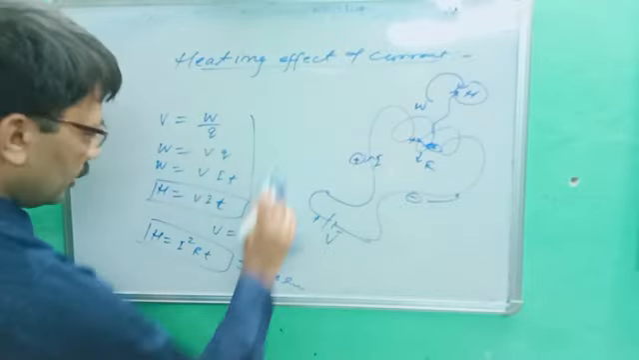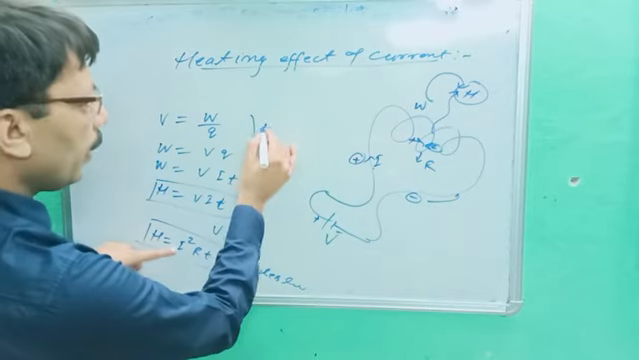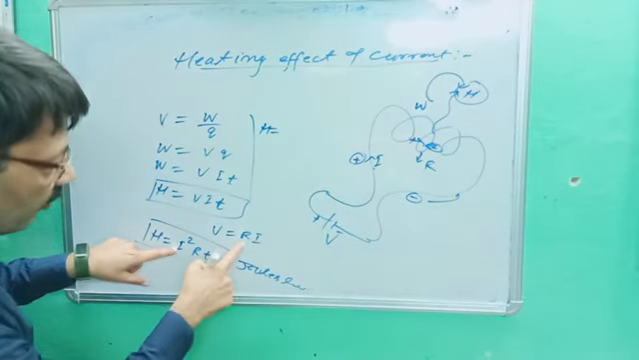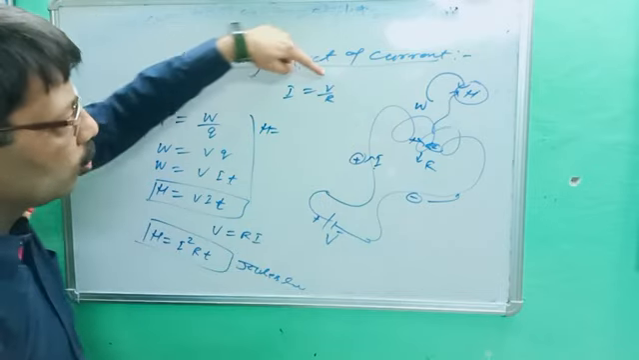Third point. This is in the form of current. If we put the value of I, H is equal to I square. What is the value of I? We know from Ohm's law that I is equal to V upon R.